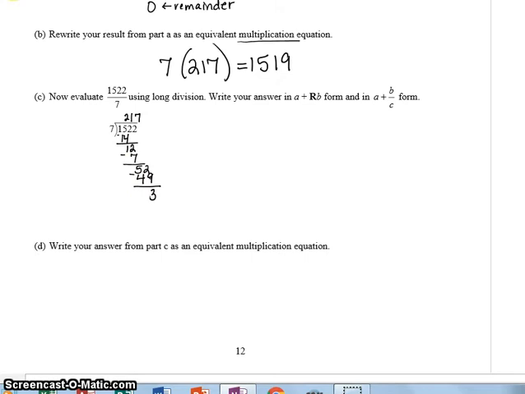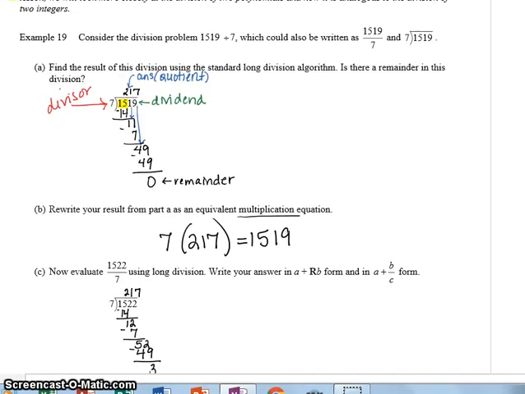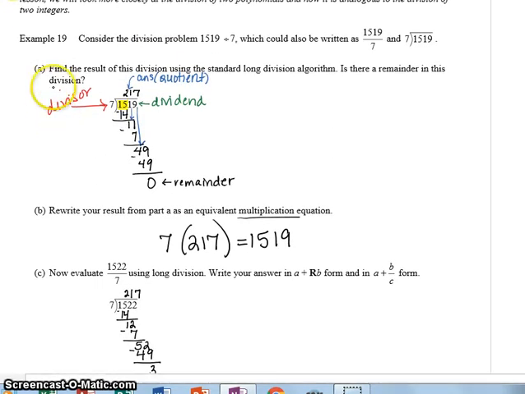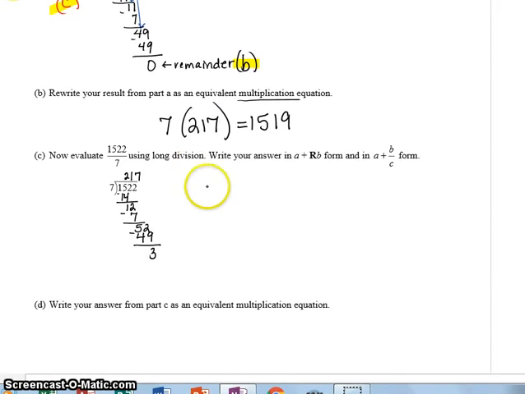Okay, so back up to the top here real quick. Now our divisor is our C. Okay, we're going to talk about that in a minute. What we get is our answer. Our quotient is our A. And our remainder is always our B. So let's look at these parts here. We have our A, which is the answer. We have our B, which is the remainder. And we have our C, which is the divisor. Okay? So and that says write your answer in A plus RB form.